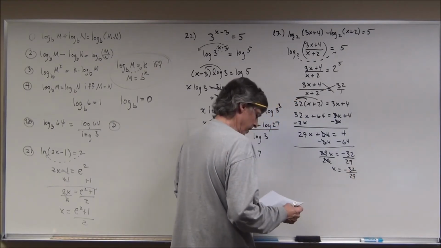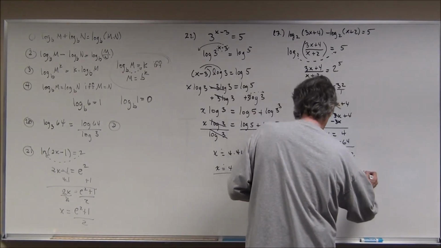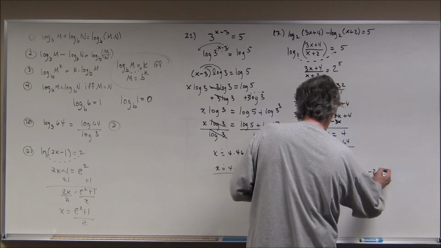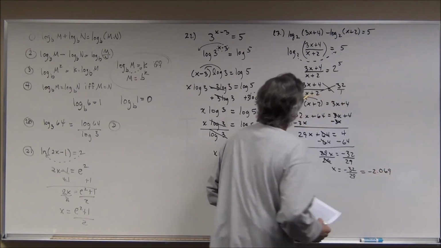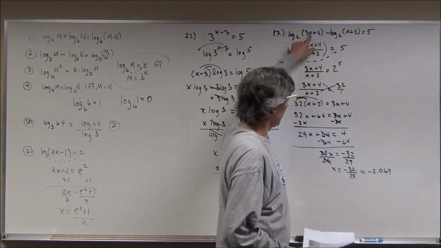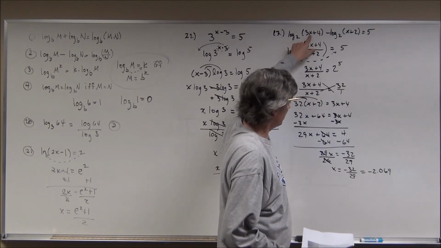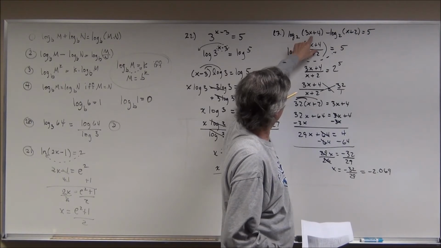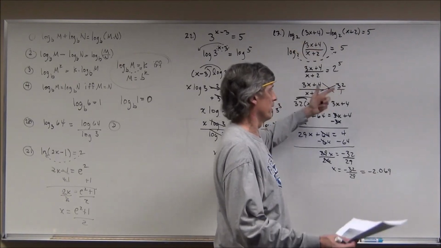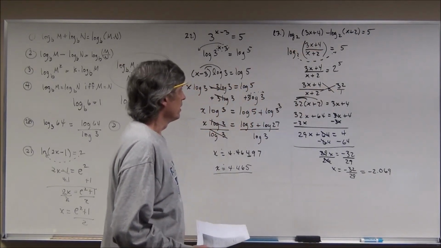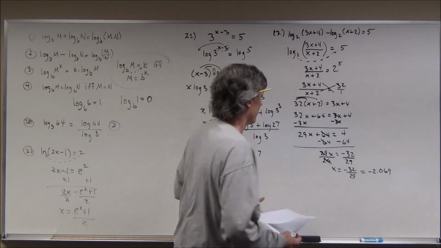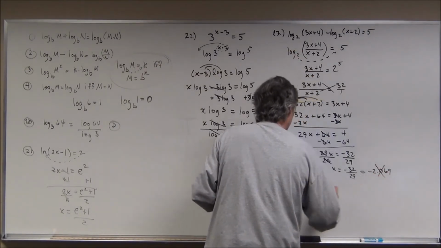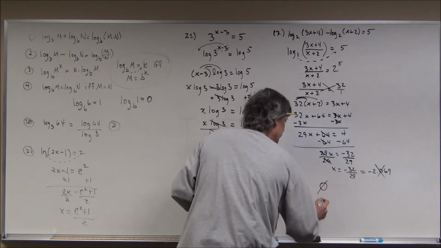By the way, if you punch this out on the calculator to 3 decimal places, I got negative 2.069. 3 times negative 2.069 would be a little bit like negative 6. Negative 6 plus 4. Uh-oh, there's a problem. I'm going to get the log of a negative number. This is no good. No solution, or empty set.